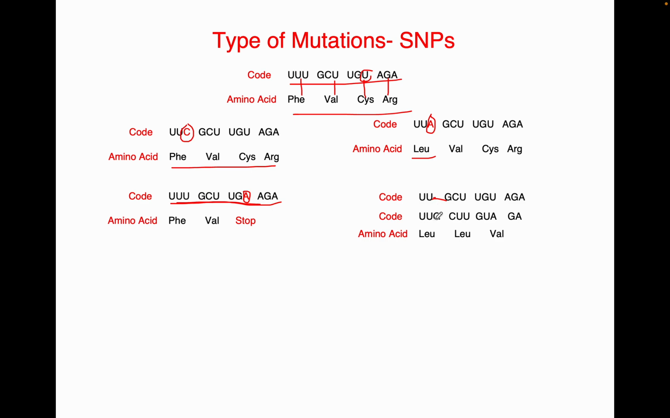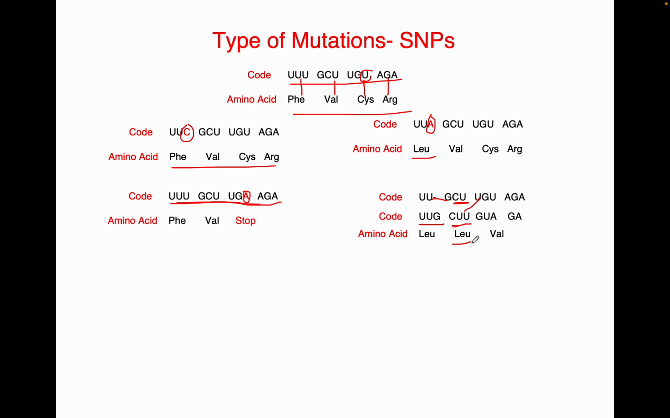So instead of now UUU, the new code is UUG, and it will code for leucine. And what will happen now? This is CU, it is here. This nucleotide will come here. So now this is CUU.